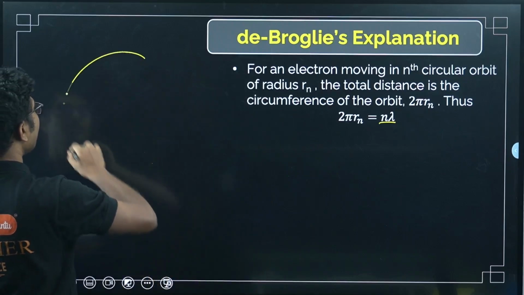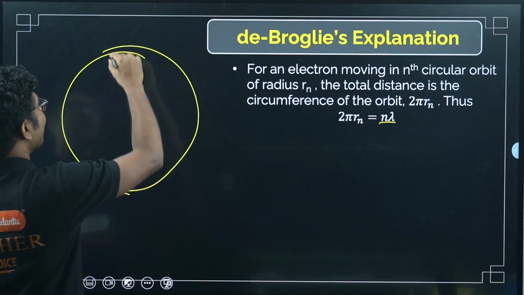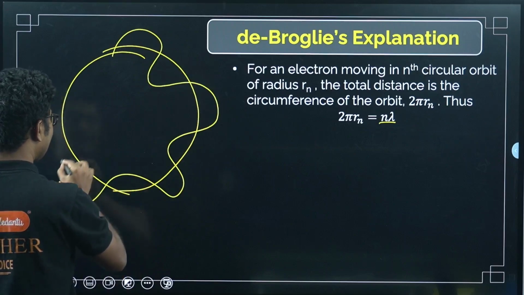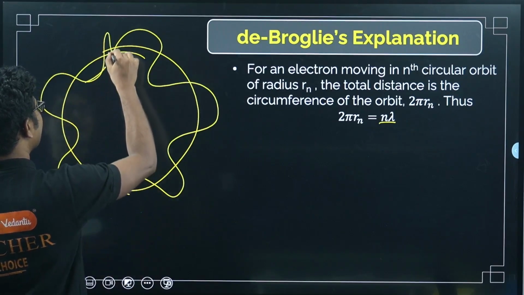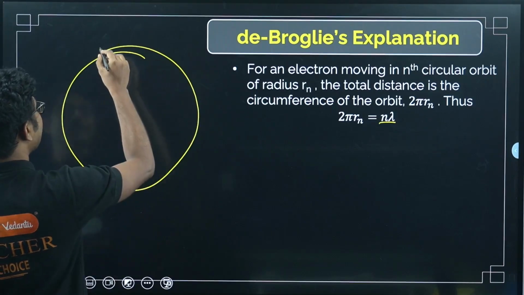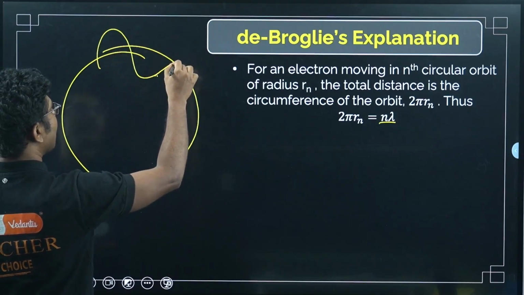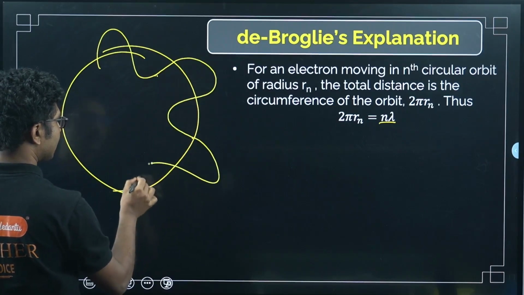So when electrons are orbiting in a fixed path, it should complete a full circle. It should complete one full circle. What is the meaning of that? Suppose there is a wave like this, then another wave like this, another wave like this.